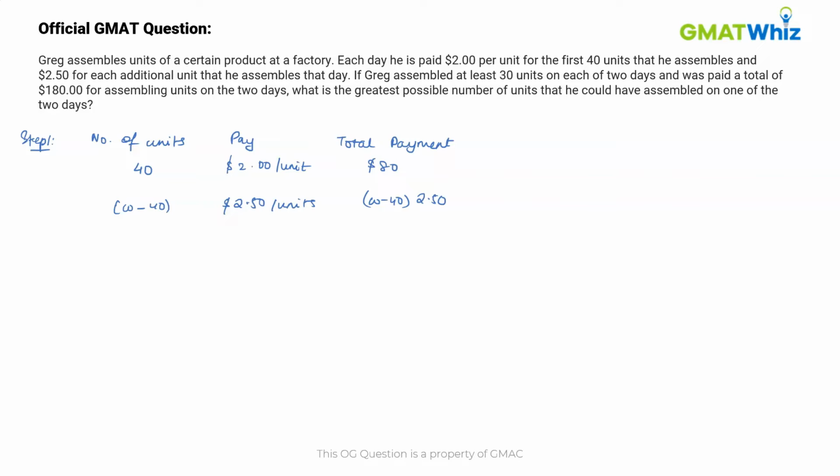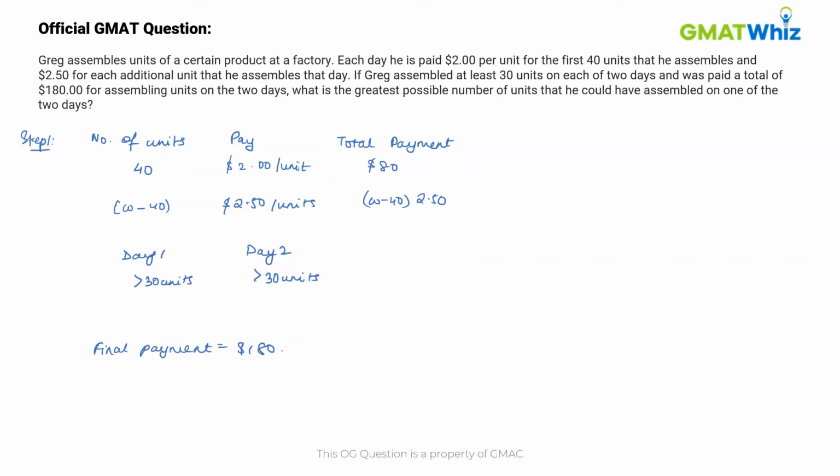We are given that Greg assembled at least 30 units on each of the 2 days. So, on day 1 and day 2, on both these days Greg assembled at least 30 units. And he was paid a total of $180. So the final payment that Greg received is equal to $180. What is the greatest possible number of units that he could have assembled on one of the 2 days?